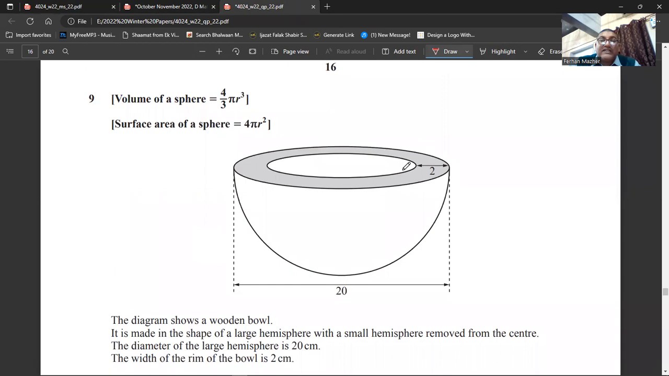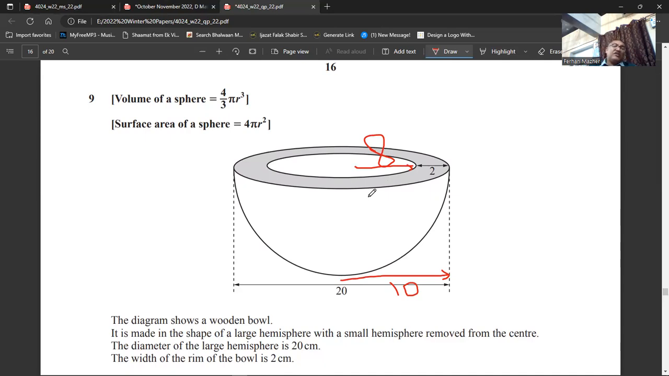Okay, so one thing is very important. This is the internal radius, and the external radius is this one. The external radius will be 10, and the internal radius will be 2 less than 10, so that will be 8, from here till here. It's very important to get these radii, the external radius and the internal radius.